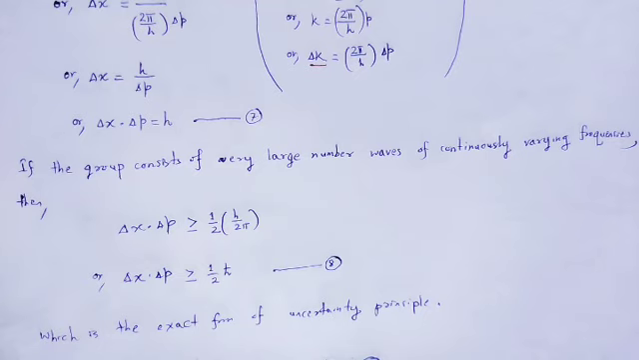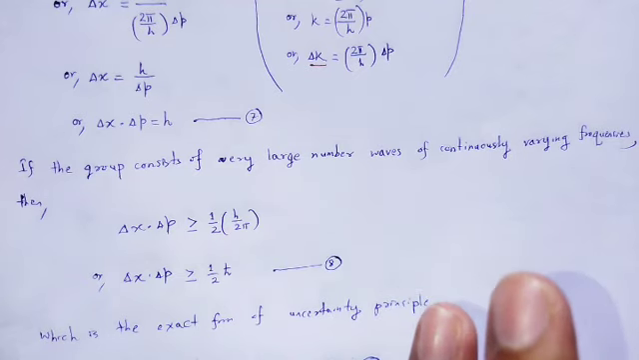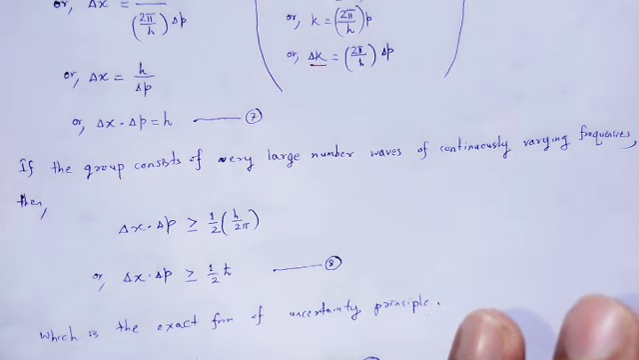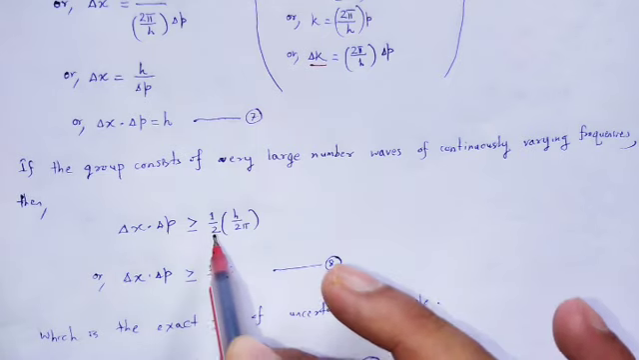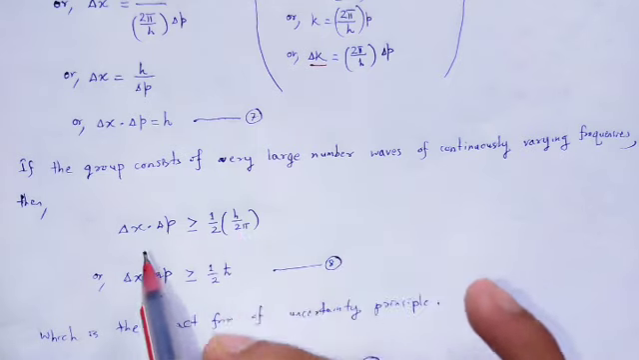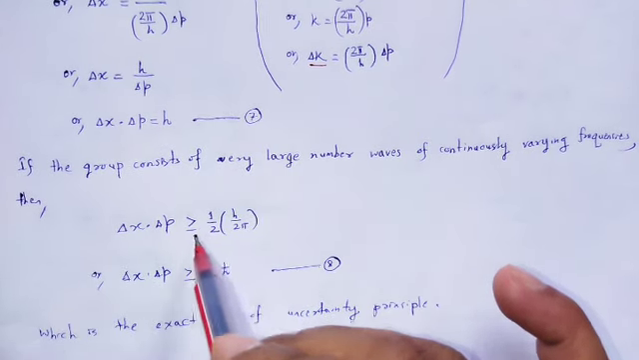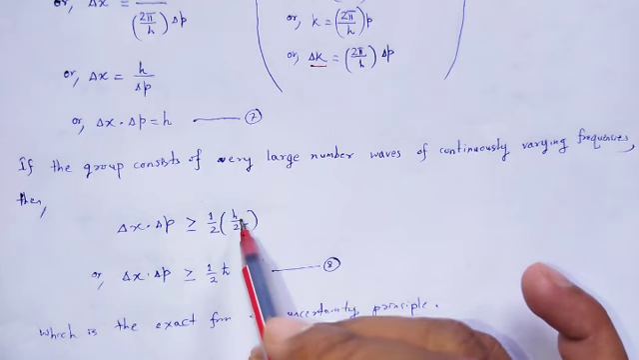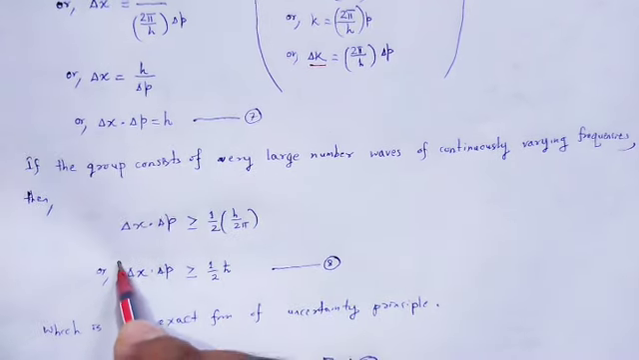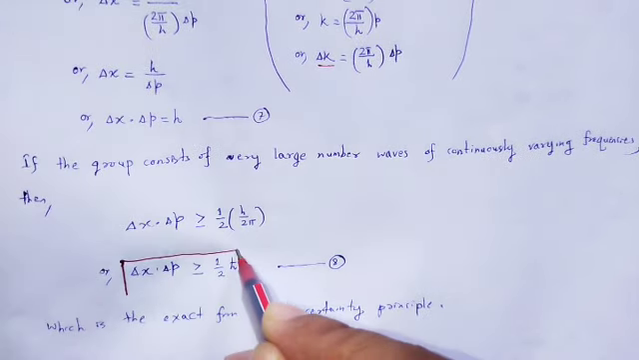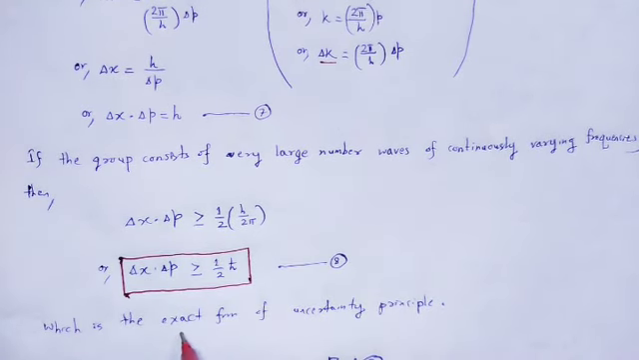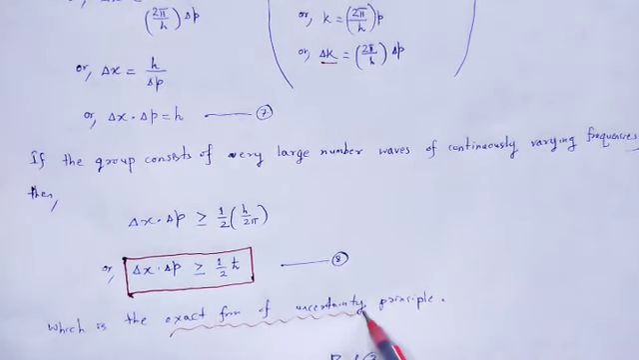as we are considering two waves, so the result is equal to s. If we consider a wave packet, a group of a large number of waves varying in their frequencies, so a mathematical constant we introduce, that is greater than or equal to half into s by 2 pi. In place of s by 2 pi, that is h cut. So del x del p greater than or equal to h cut by 2, which is the exact form of the uncertainty principle.